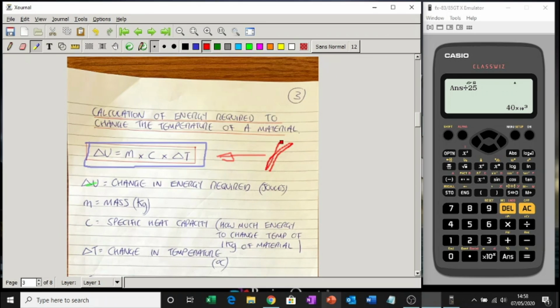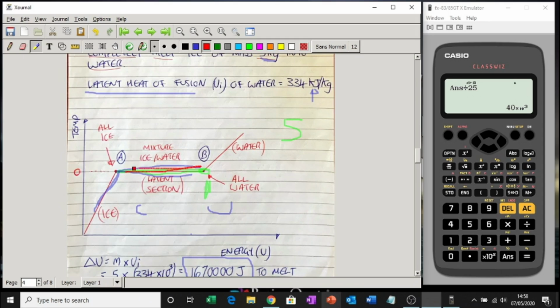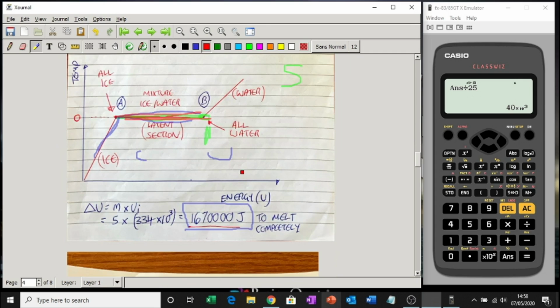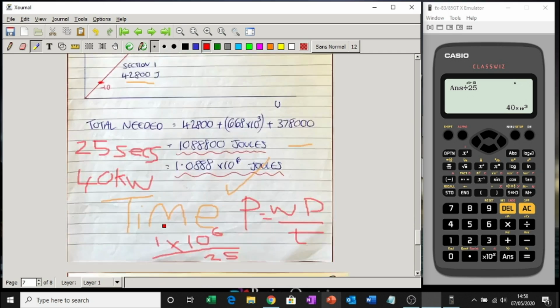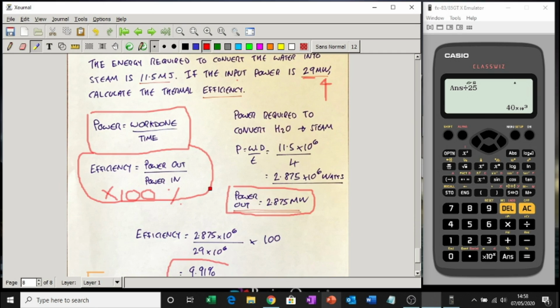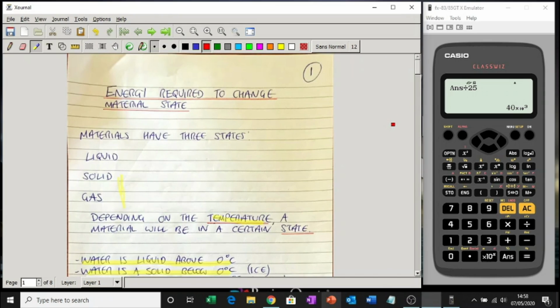When you're going up the hill, you use this formula. When you're going across, along the flat, you'll use this formula. So it's just working out how much energy we need to convert a material from one state to another. Don't forget, it may help you to draw the graph so you don't miss sections out. And then this bit is working out how much power and what's the efficiency of things. Hopefully that will help you a bit. There will be an assignment question on this, and there will be questions on Moodle for you to do. But for now, over and out.